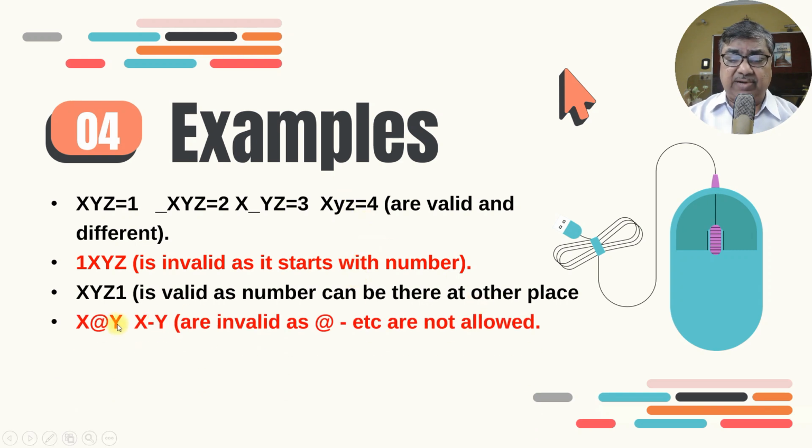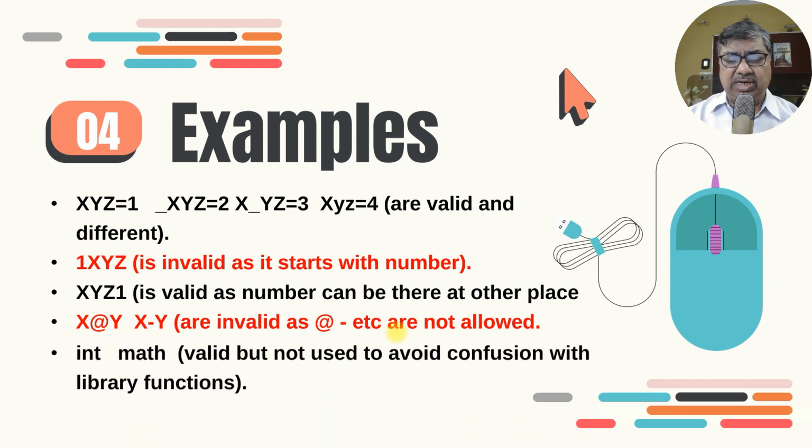Now X at the rate Y and X hyphen Y are invalid, as at the rate, dash and other similar characters like hash character, percent character, star character will not be allowed as identifiers. So with this, I think we have told enough about identifiers, but we'll definitely like to see that this kind of library functions are not given, to avoid confusion.